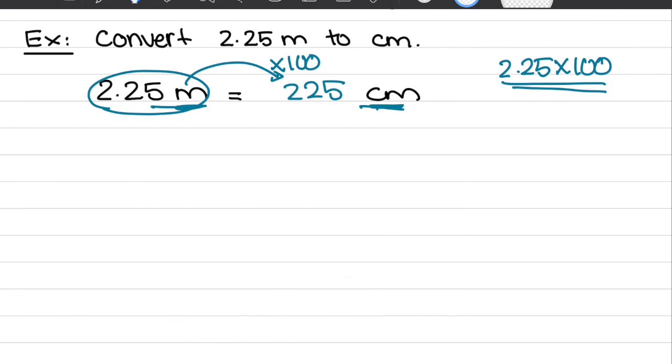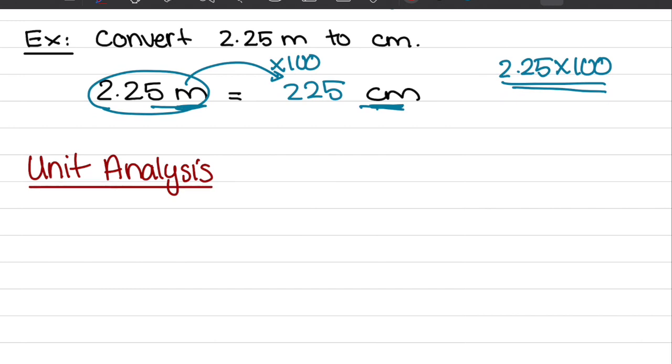There is a third way, and this method is sometimes called unit analysis. Now, you don't have to know how to do every single method. What I'd like you to do is just to pick one that makes the most sense to you and stick with it. Okay?